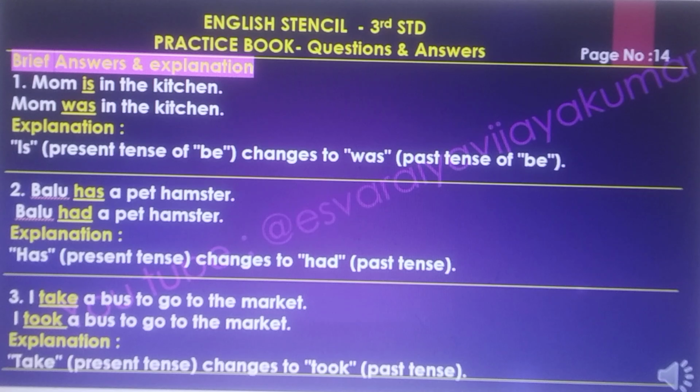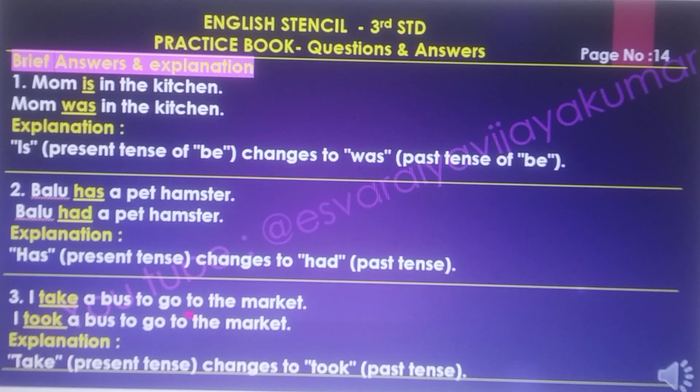And the brief answer and the explanation of these questions. The mom is in the kitchen. The mom was in the kitchen. The explanation is the present tense of be changes into was, past tense of be. So the second question. Balu has a pet hamster and Balu had a pet hamster. The has present tense changes into had, past form.